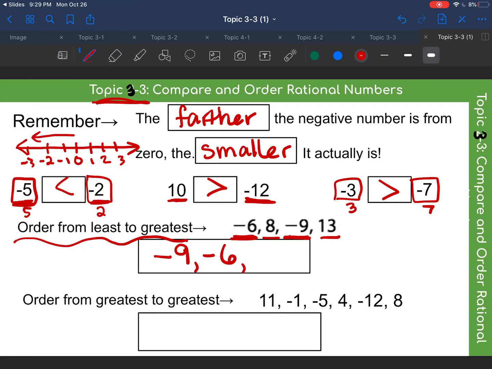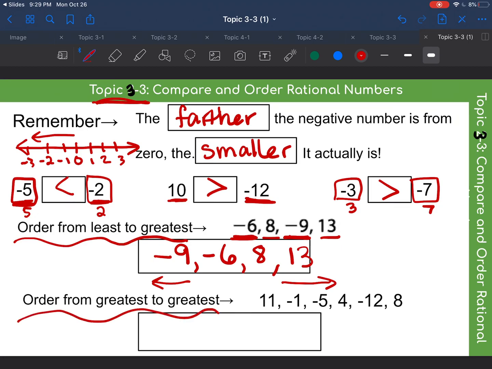And if we were comparing 8 and 13, 13 is the largest, so 8 would come next. For positives, it's also farthest away from 0, but that means that it is greater.